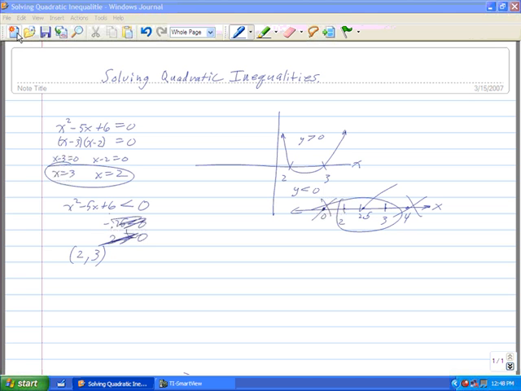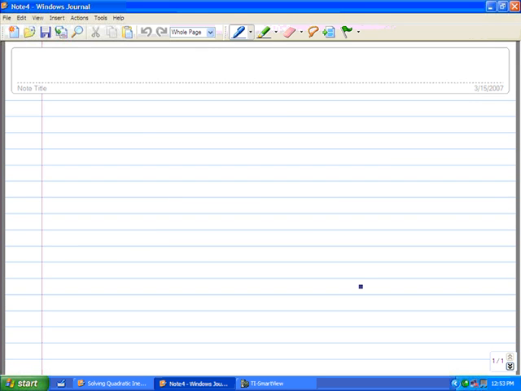Let's try another quadratic inequality. If I get a new piece of paper here. Next example, we're going to go with x squared plus 10x minus 24 and make that greater than or equal to 0. Now, again, to solve the inequality, I've got to work with x squared plus 10x minus 24 equals 0 first. So I'm going to try factoring this.